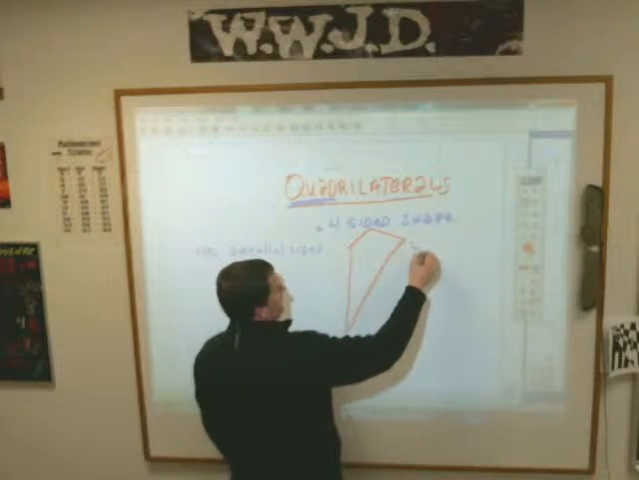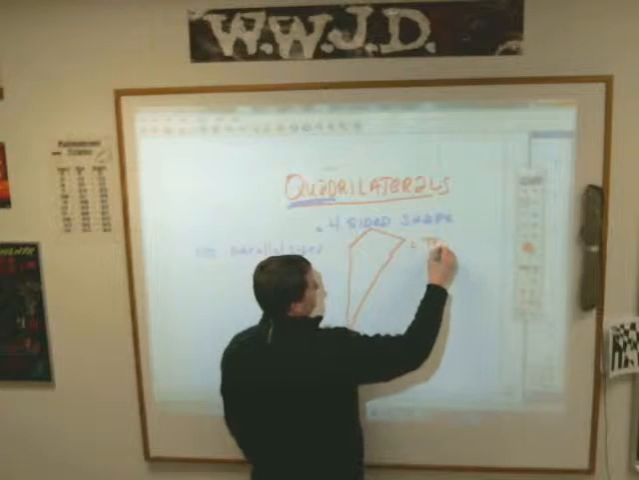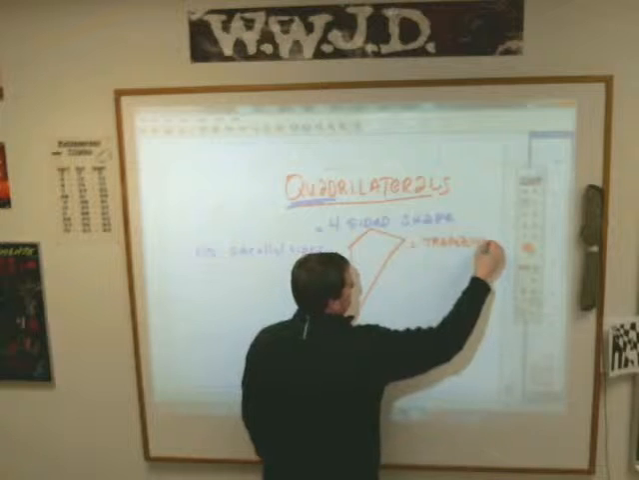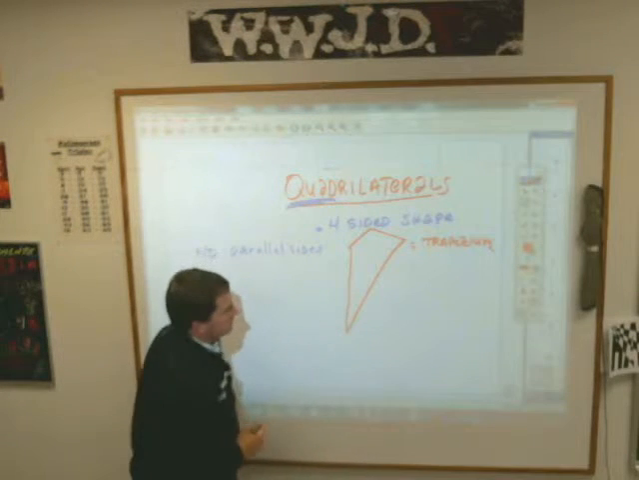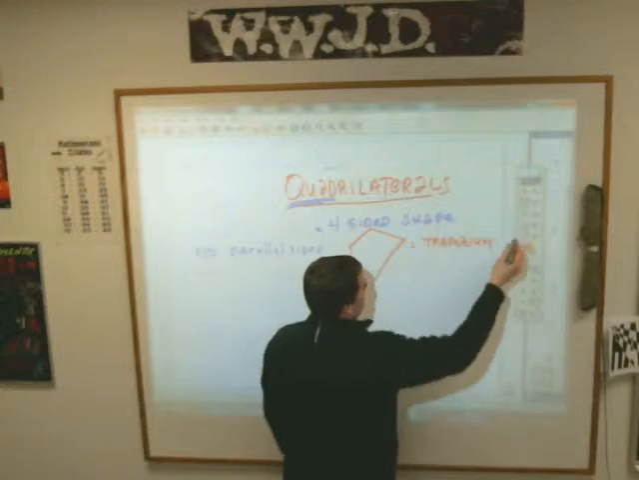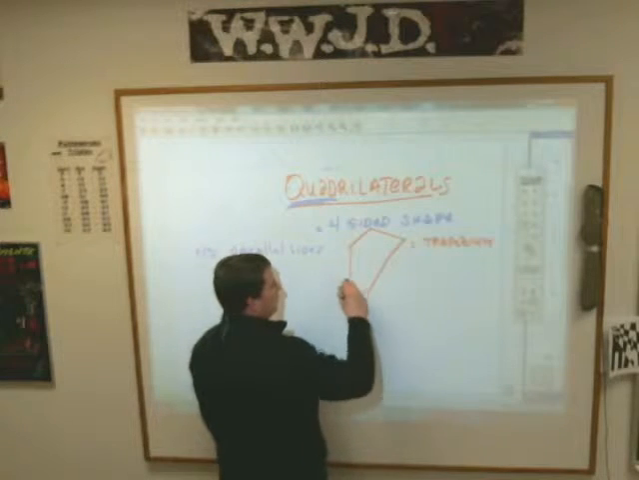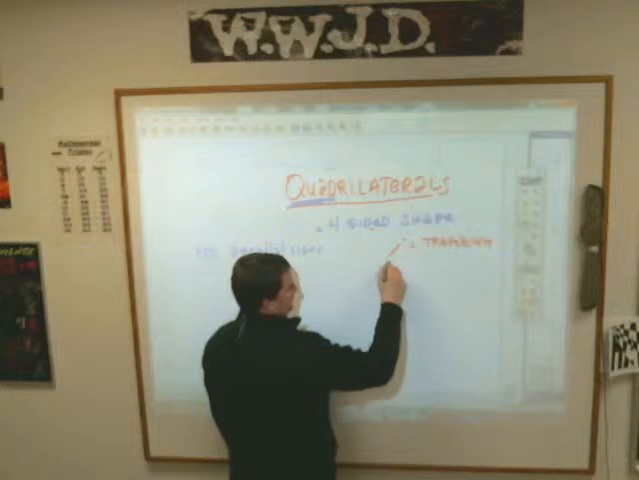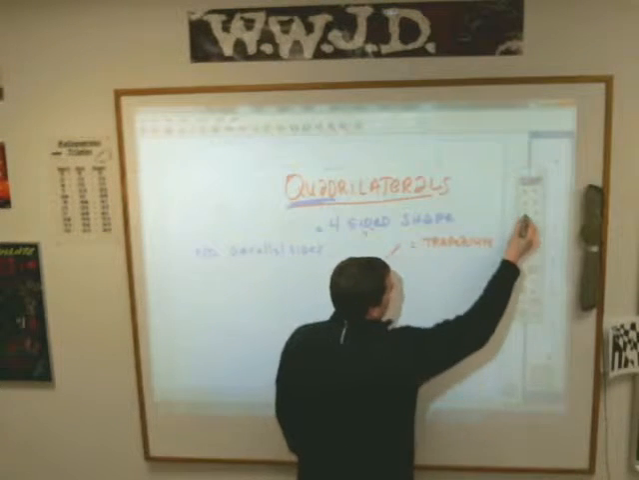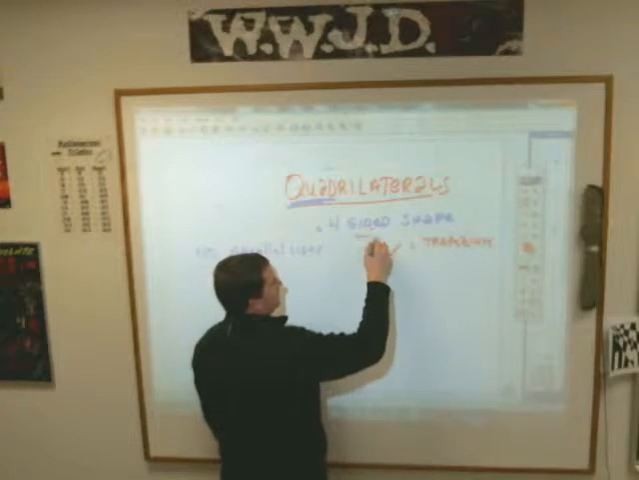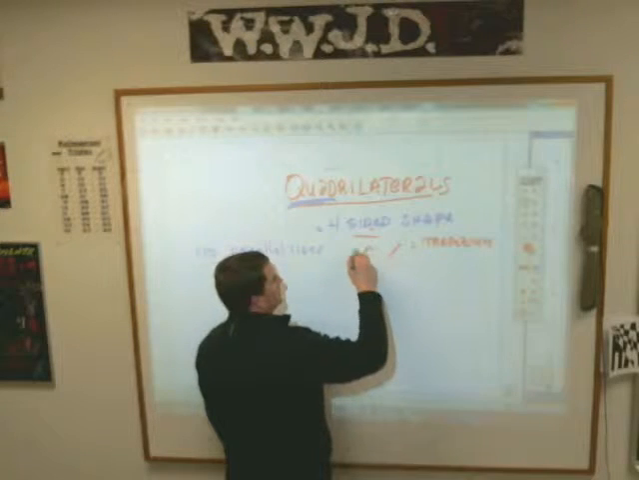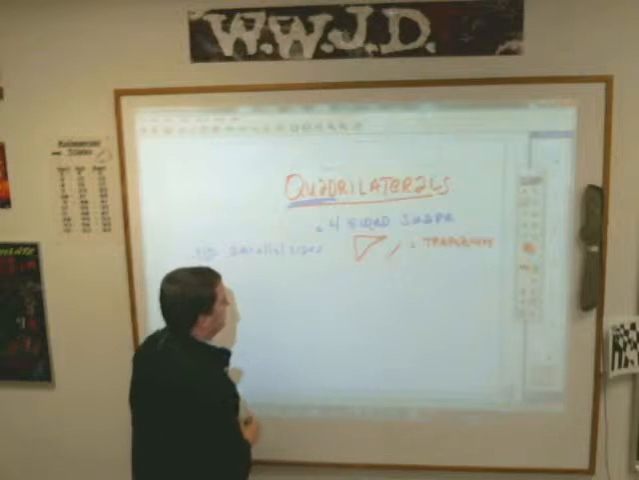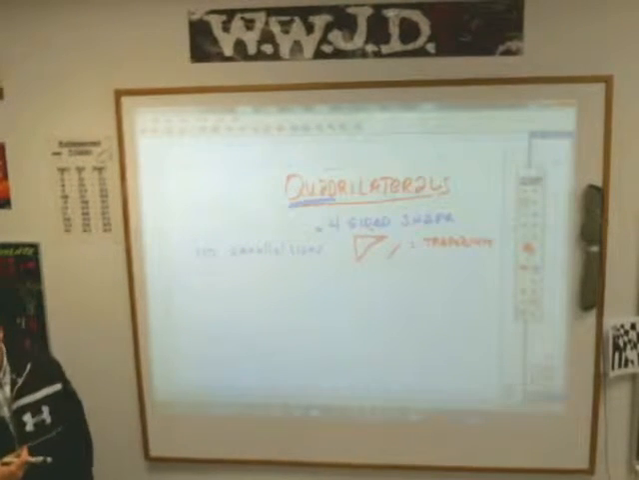Okay, this thing is called a trapezium. Probably not the best one. Might have to get rid of it. A trapezium has no parallel sides. In other words, this is not parallel, that's not parallel, that's not parallel, that's not parallel. Just has four sides, no real rhyme or reason.